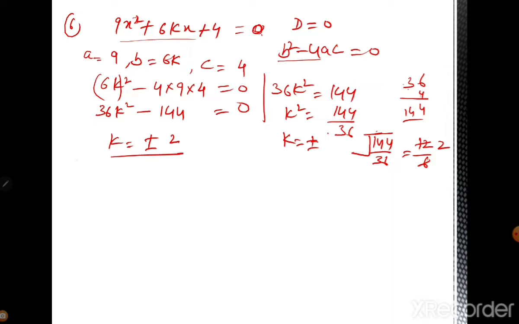Anything you can do. So for what value of k does the equation have equal roots? For plus minus 2. It means equal roots. Both values are the same, 2 and 2. So for that we can say that D is 0.